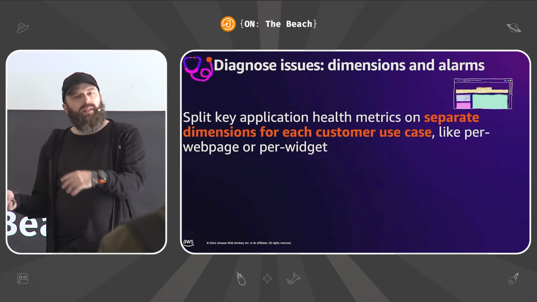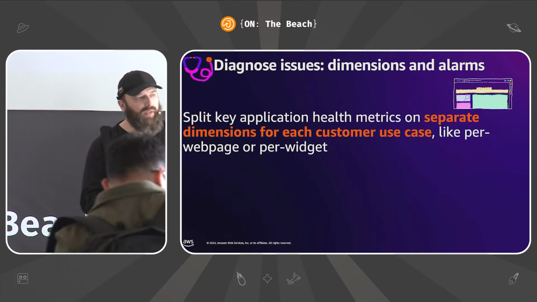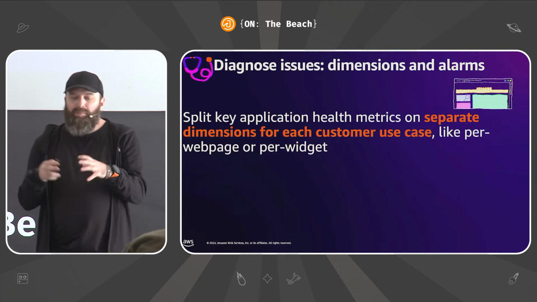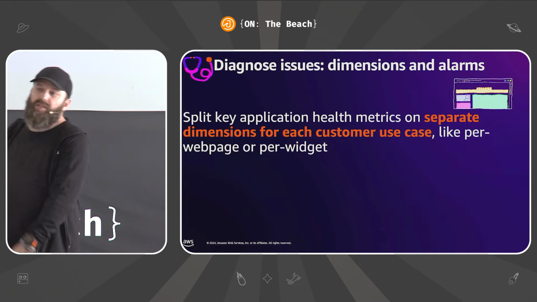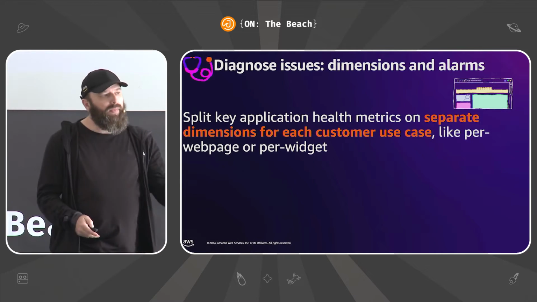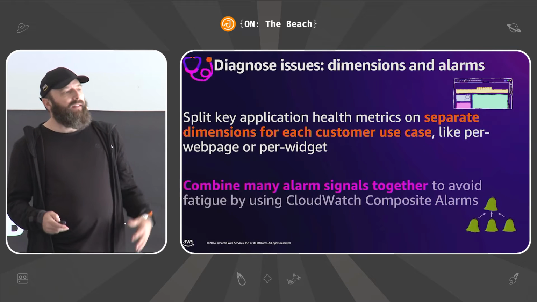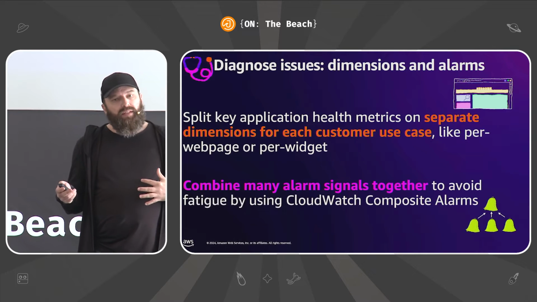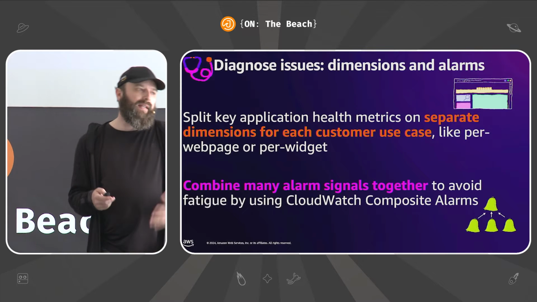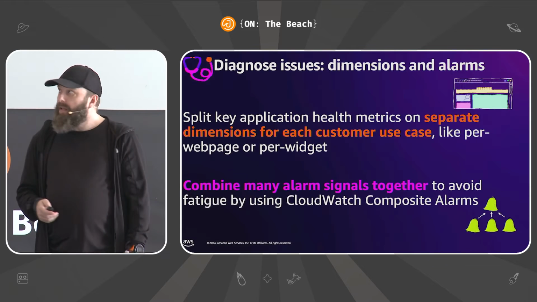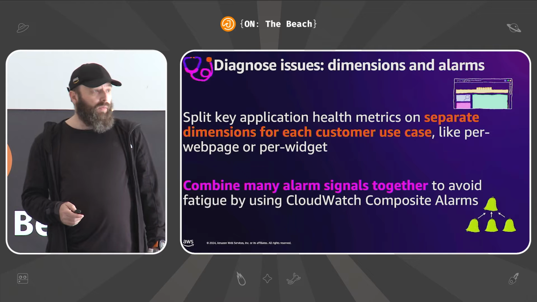So the first takeaway, this is the format we are going to use for takeaways in this intro: split key application health metrics, separate dimensions for each customer use case. That can be per web page, per widget, and then let's combine many alarm signals together to avoid fatigue by using composite alarms. On AWS we have a service called CloudWatch, and it suddenly went out. Oh, no.